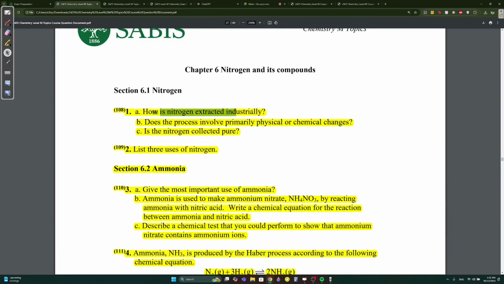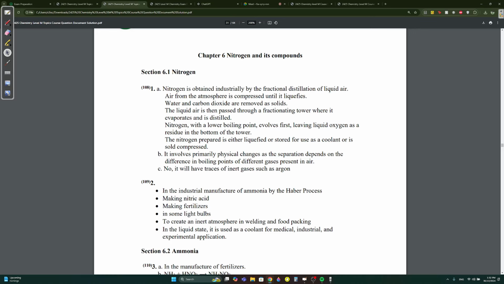How is nitrogen extracted industrially? It's from the fractional distillation of liquefied air. You should know that air, you compress it until it liquefies. When it liquefies, it releases water and CO2, and you're left with nitrogen and oxygen. Nitrogen and oxygen have similar boiling points, so that's why you use fractional distillation. And since nitrogen has a lower boiling point, it's going to leave the distillation first.